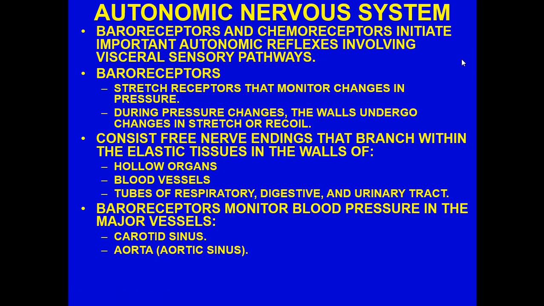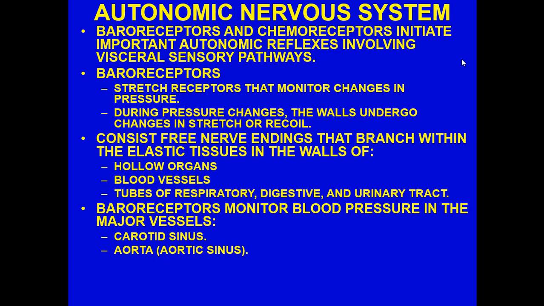Let me come back to an area we talked about earlier, baroreceptors and chemoreceptors. They initiate important autonomic reflexes involving visceral sensory pathways. To help you understand this, keep in mind these are internal sensors, okay? They are monitoring what is absolutely essential for certain biological functions, blood pressure. We're going to get into chemoreceptors in another minute. We're talking about dissolved oxygen, dissolved carbon dioxide, pH of the blood, okay? So these would be the sensory areas and the sensory information picked up by these particular key receptors.